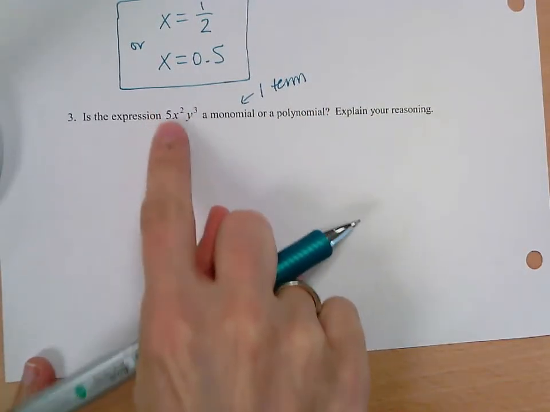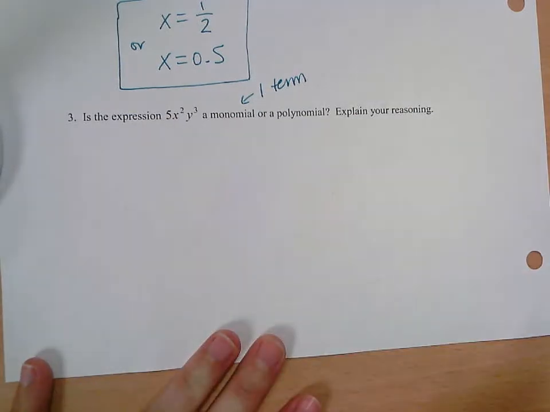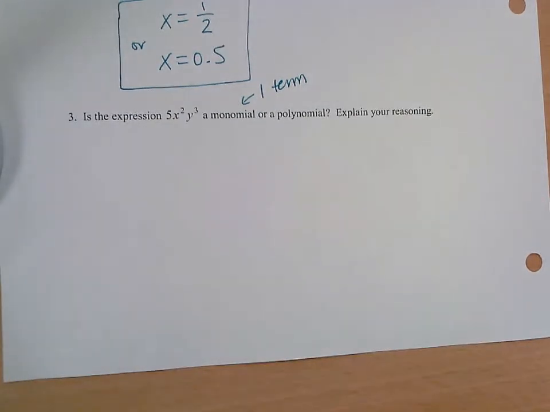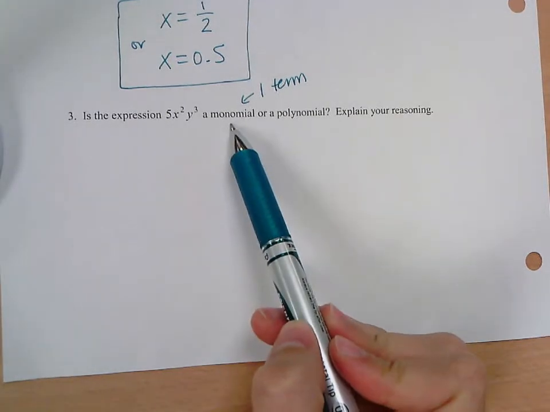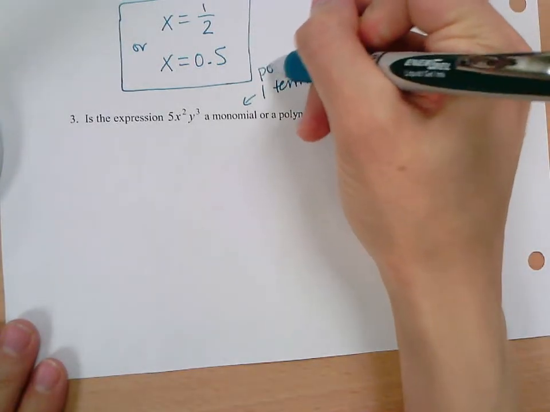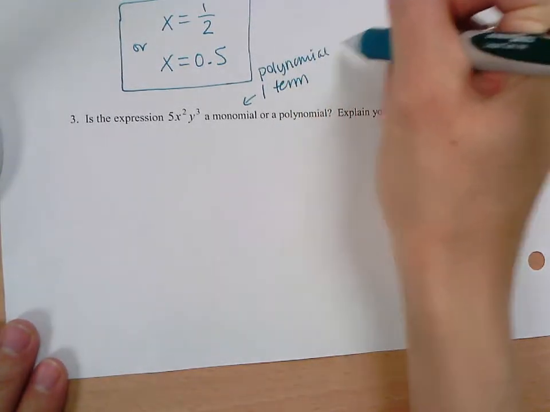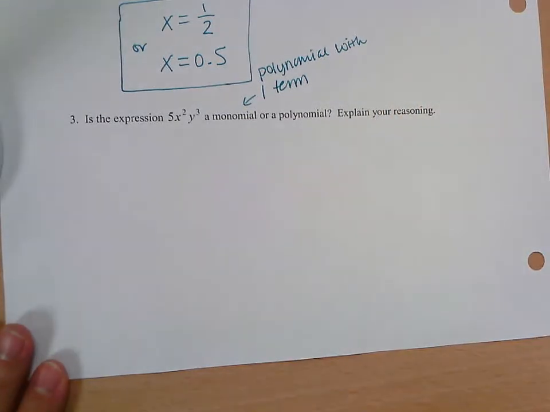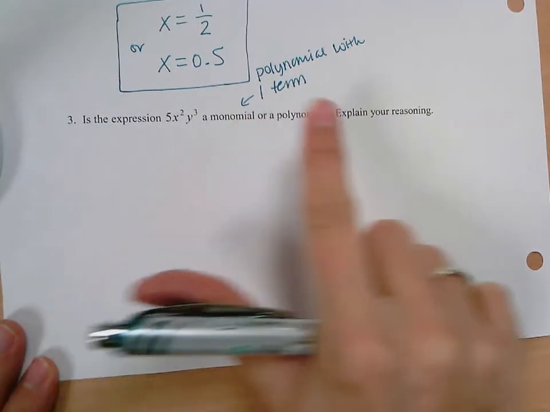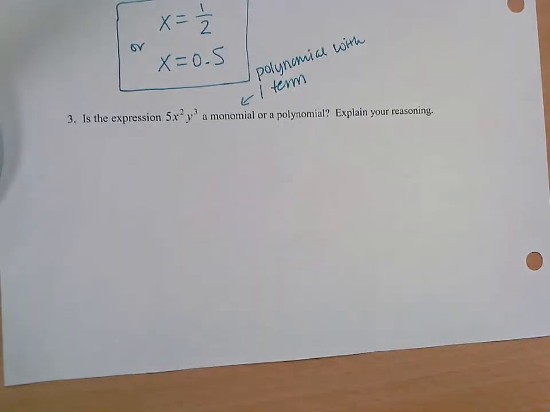How many terms is this? 1. Nadia? Yes, kind of a trick question. It is both. So you're both correct. It is both. So a monomial is a polynomial with one term. So if it's a monomial, that means it has to be a polynomial. Polynomials can have anywhere from 1 to infinitely many terms added together. This is just one term, so it is both.